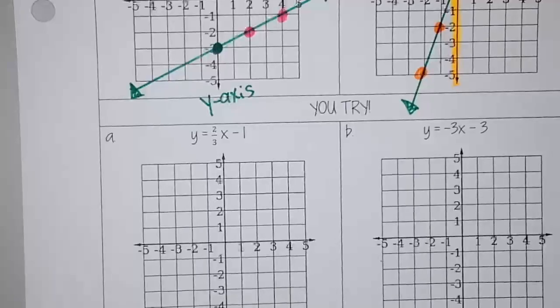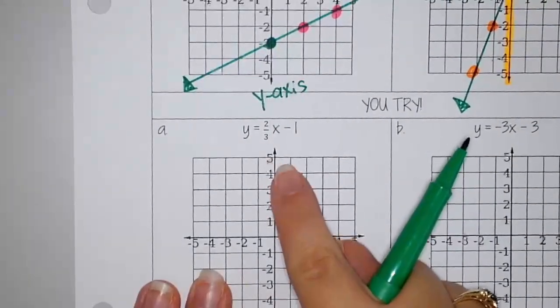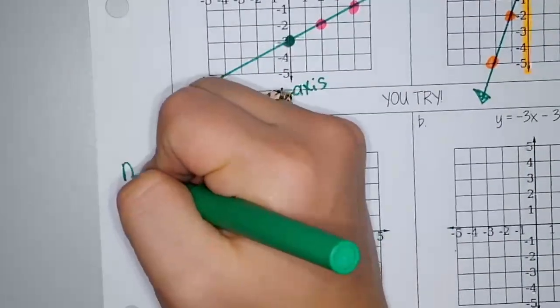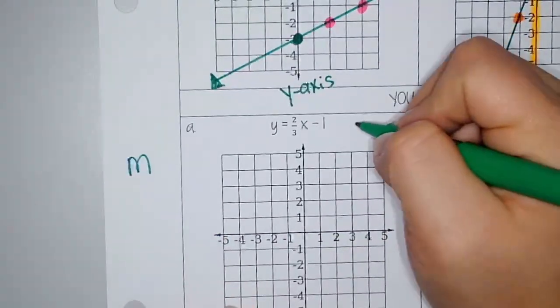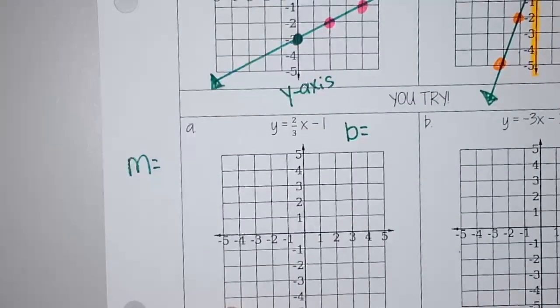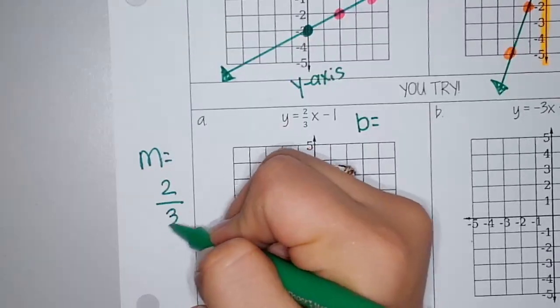Let's see who has been paying attention so far. Can someone raise their hand? If our equation is y equals 2/3 x minus 1, what is our m and what is our b? Which one is our slope? Which number? Braylon? 2/3. Very good. Positive and positive.